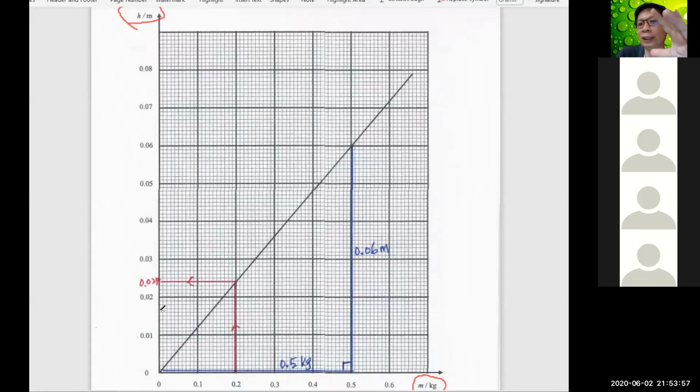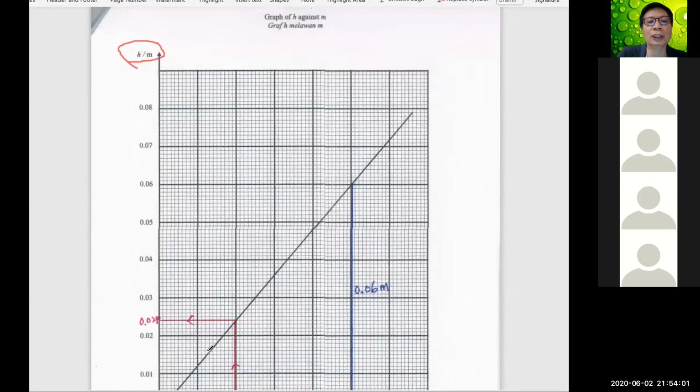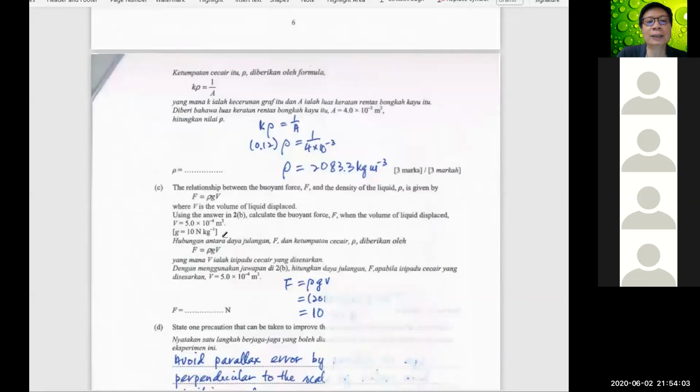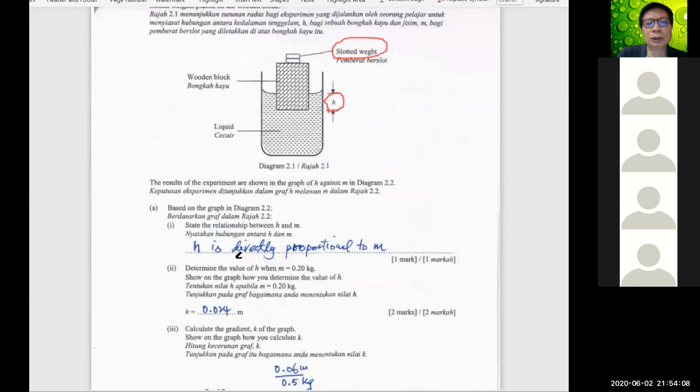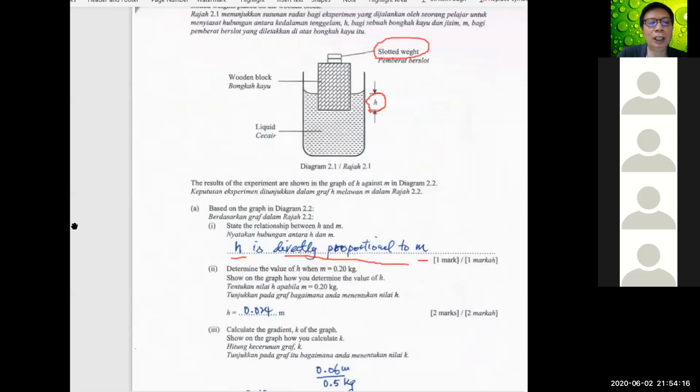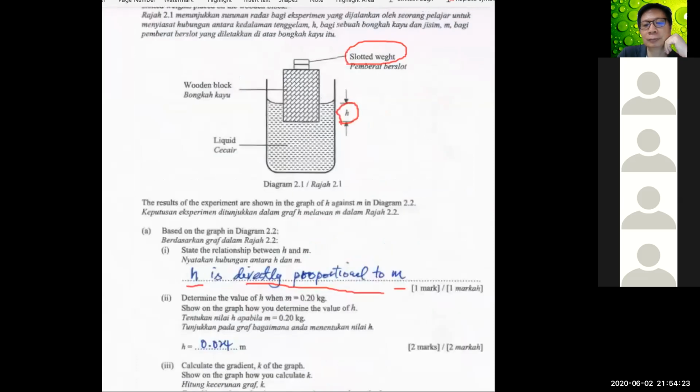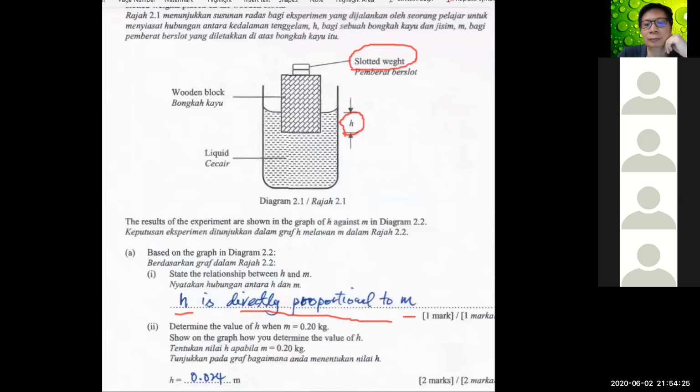So the line given already to you. So first question, they ask you relationship one. So straight away you see like this, directly proportional. So the answer, no. Right, carefully, H directly proportional to M. Okay? Must write the y-axis first, and all. H directly proportional to M.